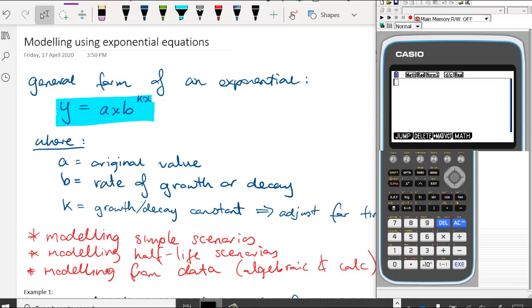In this lesson, we're reviewing modeling using exponential equations, and as we have a better understanding of logarithms now, it should be easier to apply and solve in these scenarios.